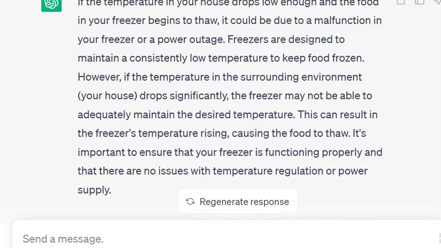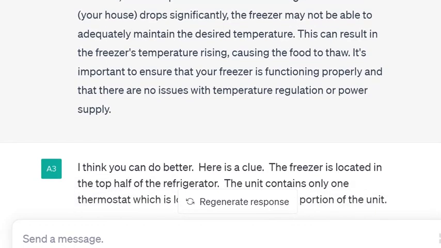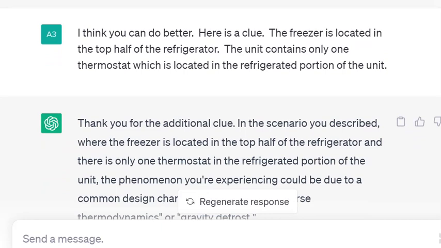It could be due to a malfunction in your freezer or a power outage. It didn't come up with the right answer. It just basically said that your refrigerator is not functioning properly because the temperature is not right. But then I decided to give it a clue, which is interesting because it apparently didn't have this exact scenario programmed into it anywhere. And I thought, well, if I give it a clue, maybe it can reason it out.